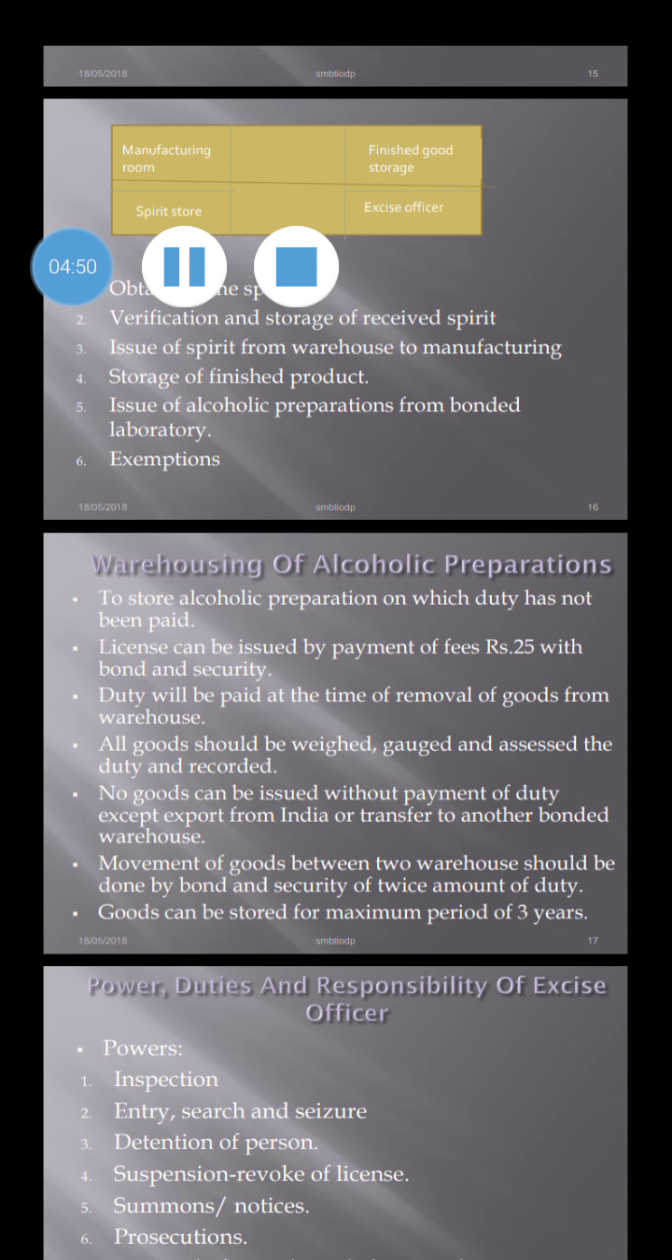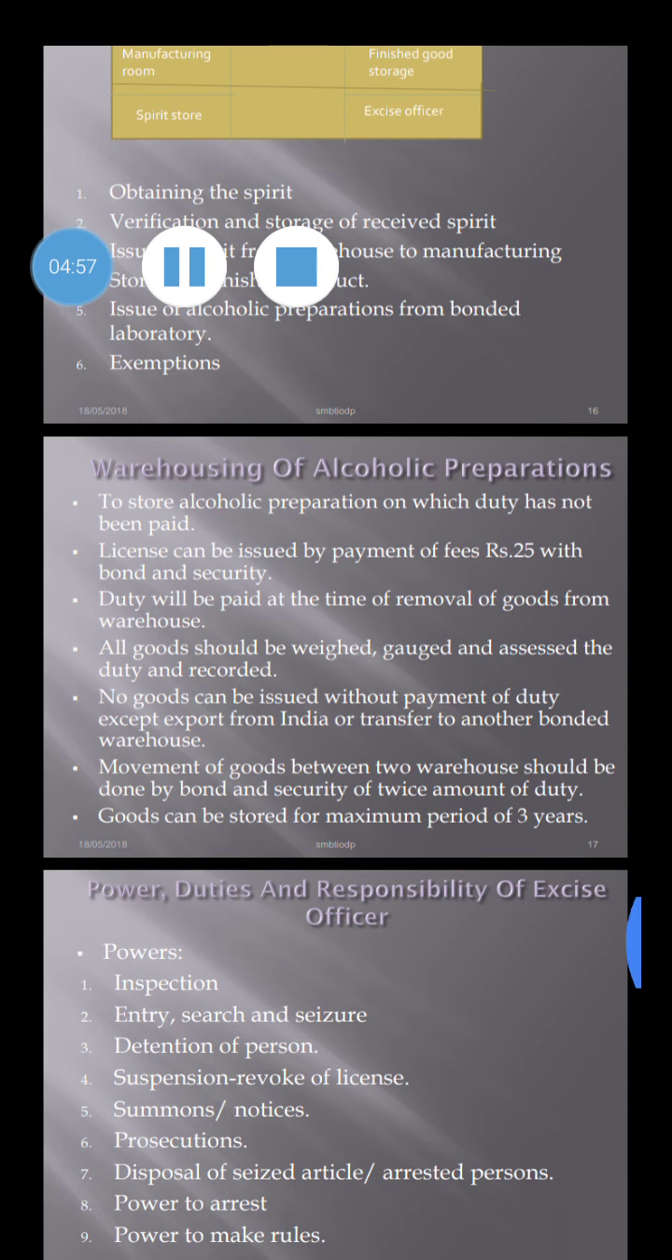The license can be issued on payment of a fee of 25 rupees with bond and security. Duty will be paid at the time of removal of goods from the warehouse. It is a separate area, and from there the goods will be removed.